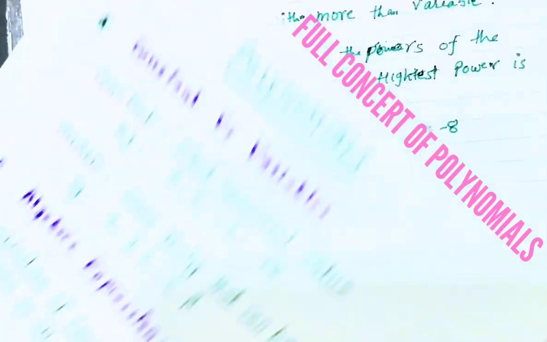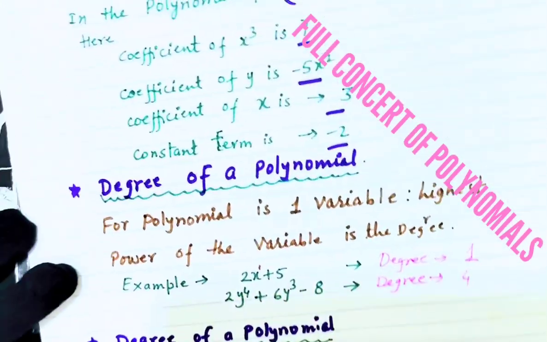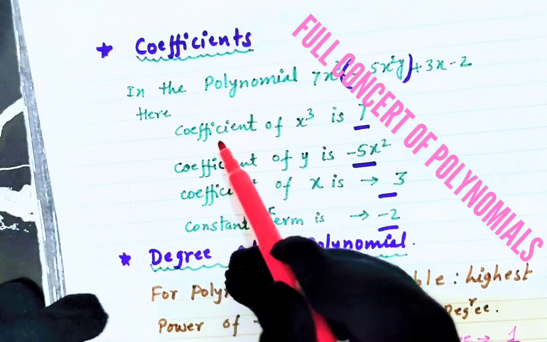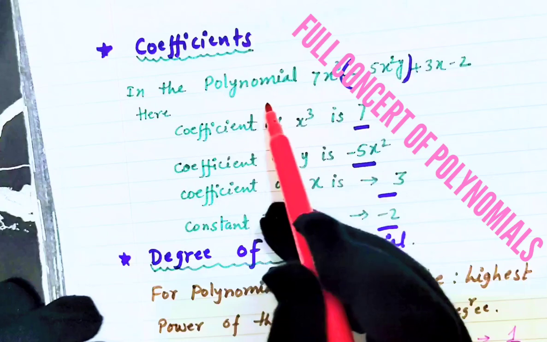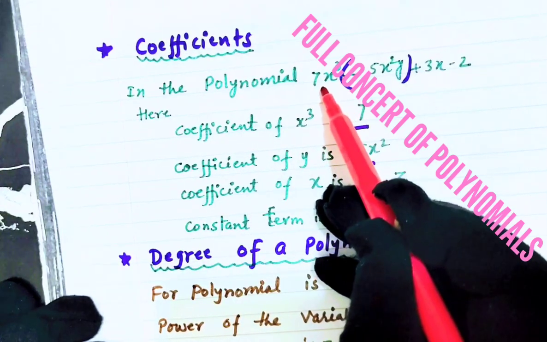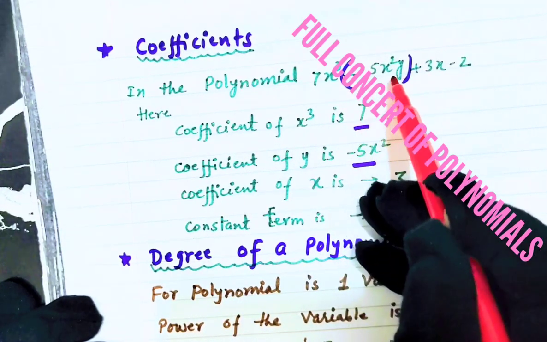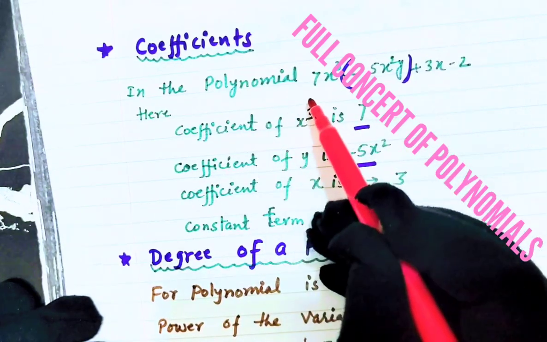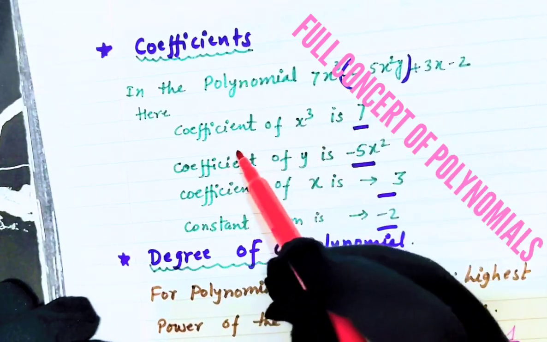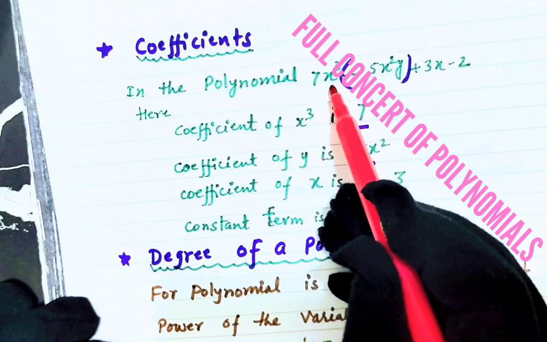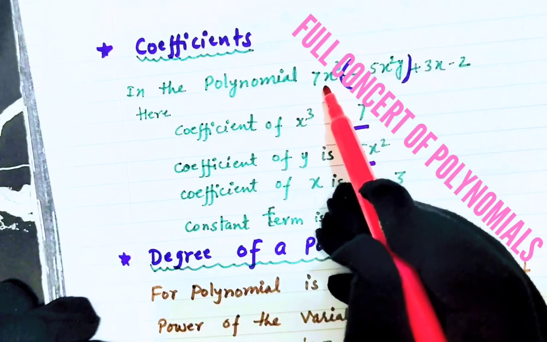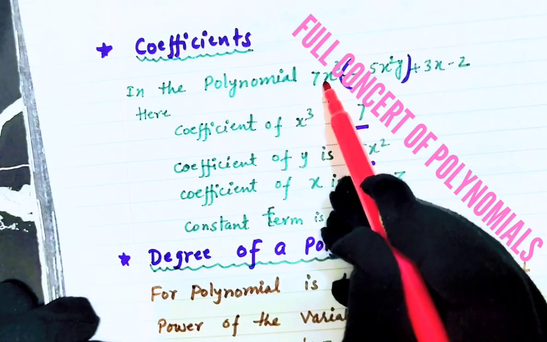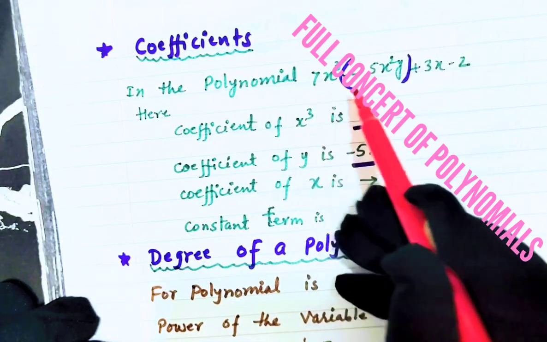Now guys, we will see another concept, coefficients. What are the coefficients in a polynomial term? In a polynomial, for example 7x cube minus 5x square y plus 3x minus 2. This is an example of a polynomial, guys. So the coefficient of x cube in the first term: the variable is x cube, and the coefficient of the x cube term is 7. Coefficient means multiple in a simple way, so it is 7.